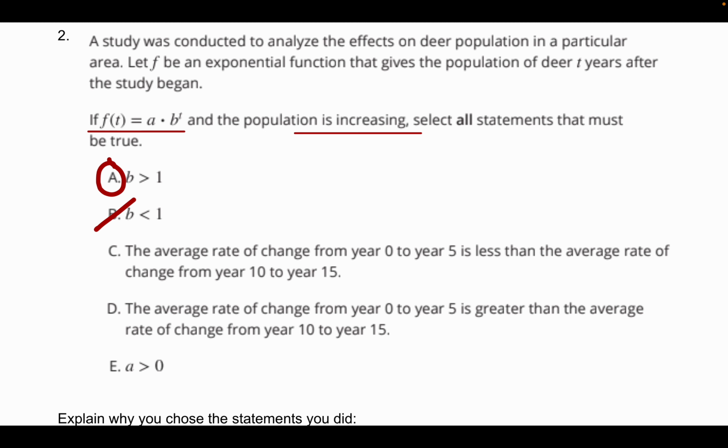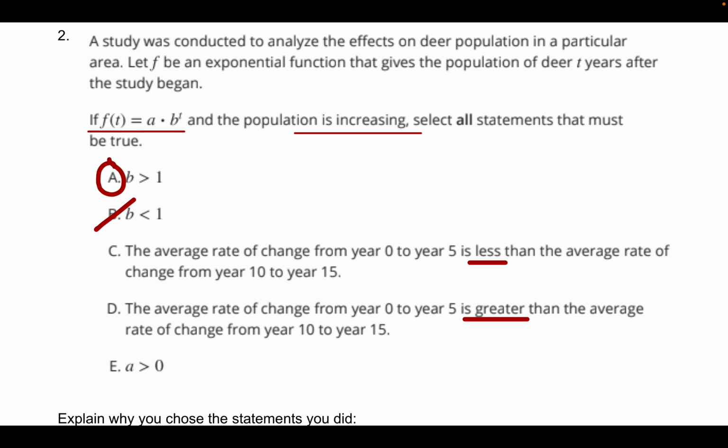Now, C and D have two different answers here. So this is another pair of answers where we cannot pick both. C says the average rate of change from 0 to 5 is less than the average rate of change from 10 to 15. And D says the average rate of change from 0 to 5 is greater than the rate of change from 0 to 15. So the difference here is that this one says less, and this one says that it's greater. And it can't be both at the same time.